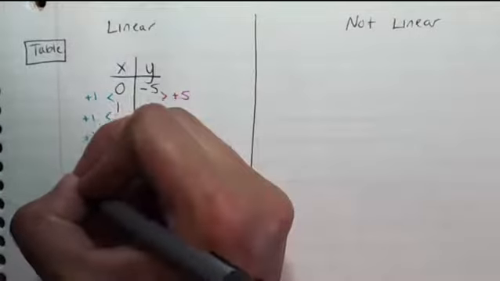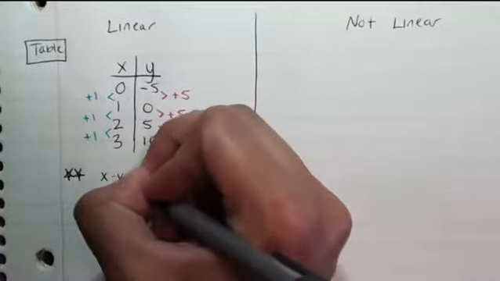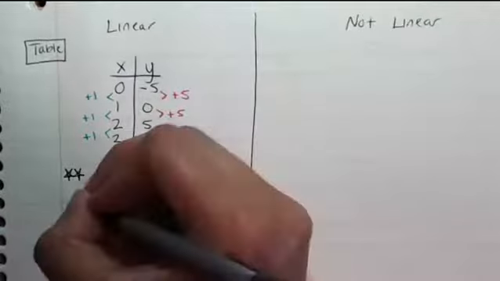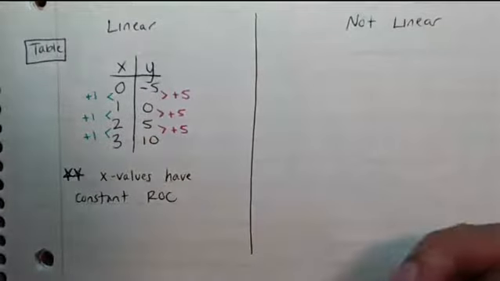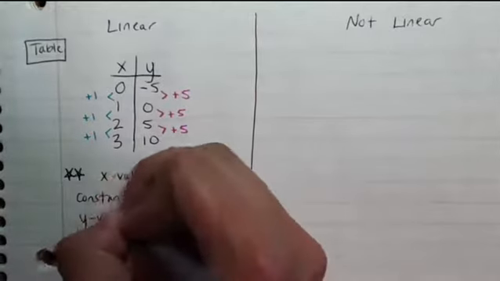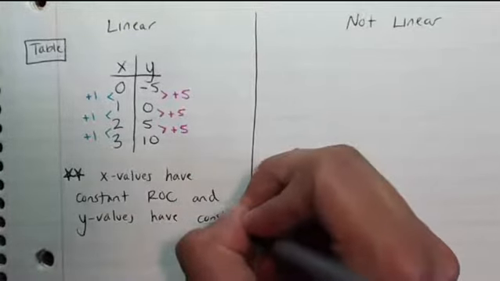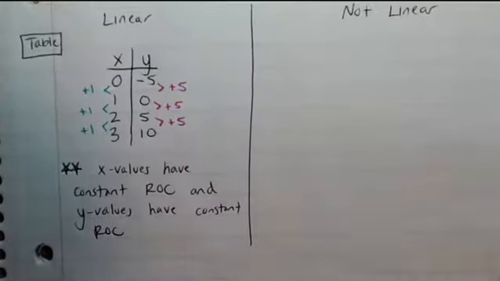linear. So we're going to put double stars here and put if the x values have a constant, meaning the same rate of change, and the y values have a constant rate of change, then it's considered linear.